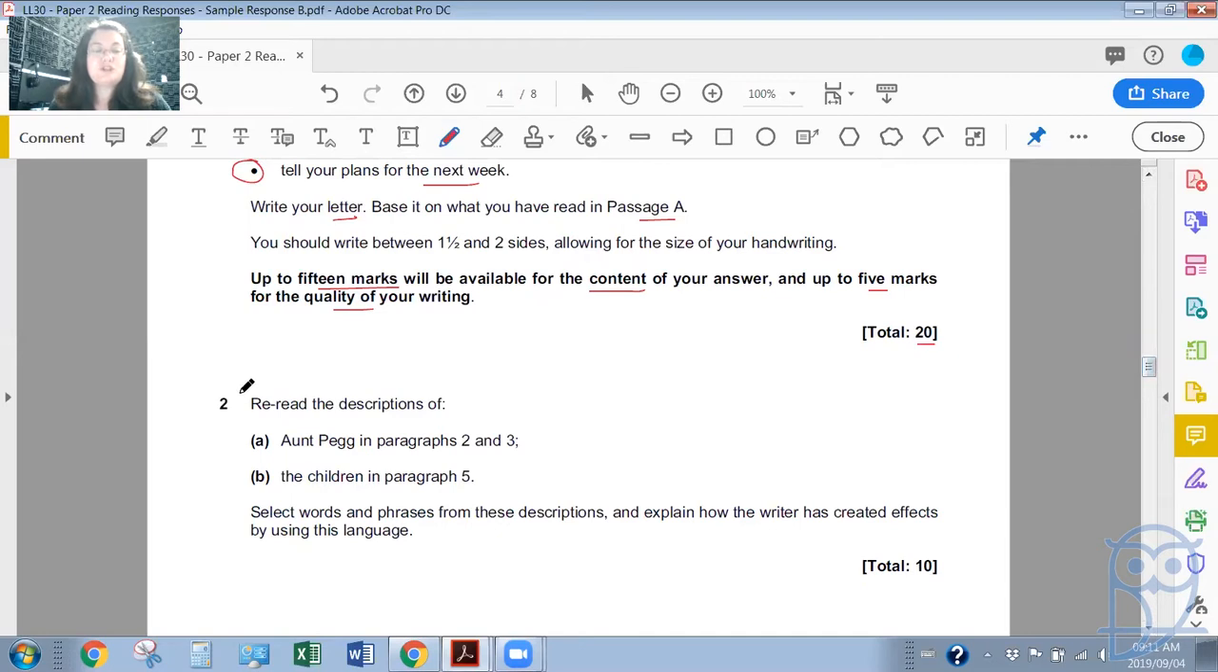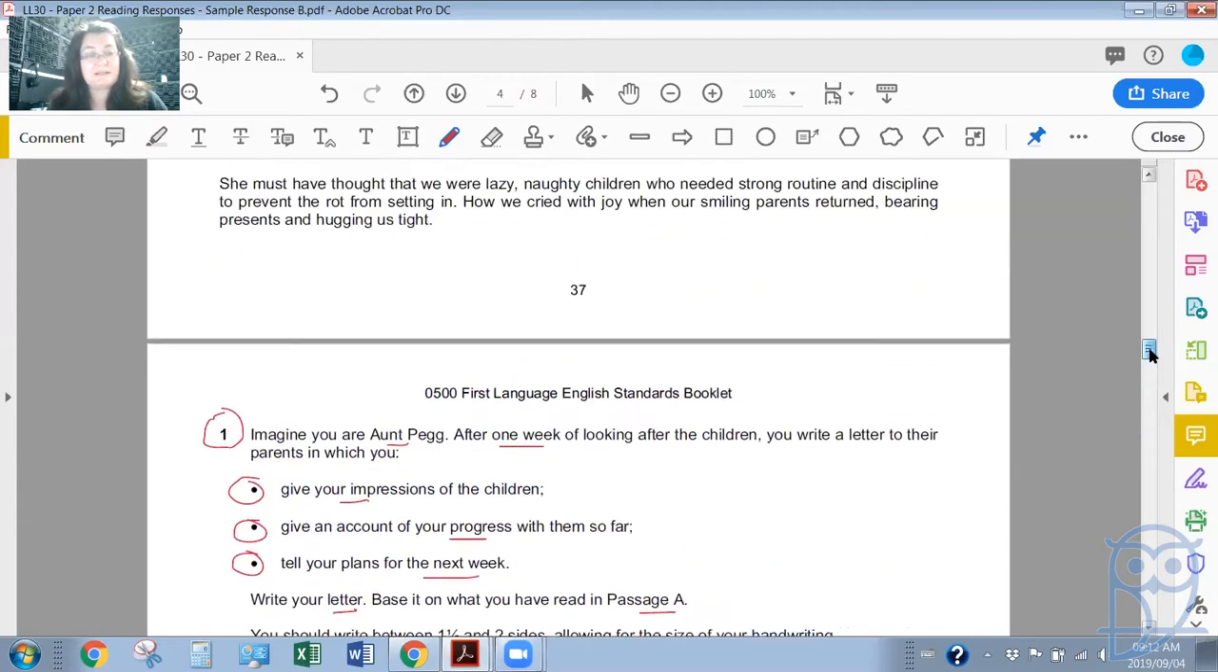And then the number 2, you'd have to reread the descriptions of Aunt Peg and the children, and then you would select words and phrases from these descriptions and explain how the writer has created effects by using language. So that would be the second part. And in fact, there'll be a third part as well. There'll be a summary part, but that relates to part 2 of this particular past paper. So I don't have time to look into that. But generally, you'll have 3 questions in your paper 2 that you have to address. Okay.